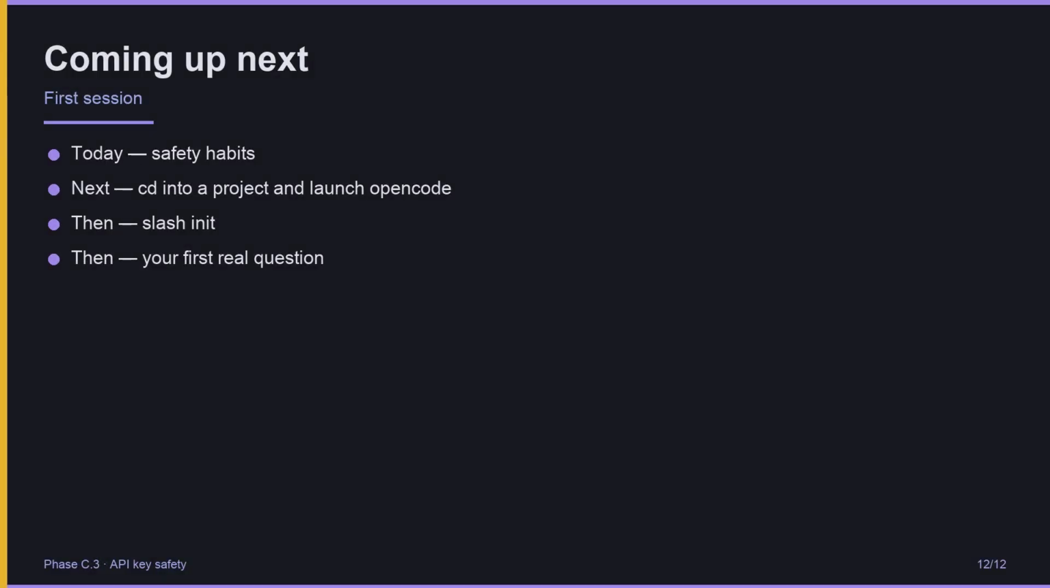Coming up next, your first real session. We've installed OpenCode, connected a provider, picked a model, and learned key safety. Now we put it all together. CD into a project, run OpenCode, /init, ask your first question. Phase C ends with you actually using OpenCode.